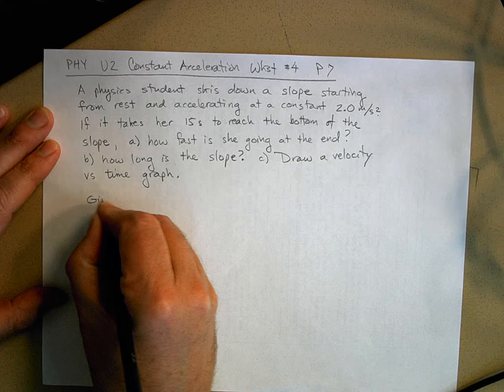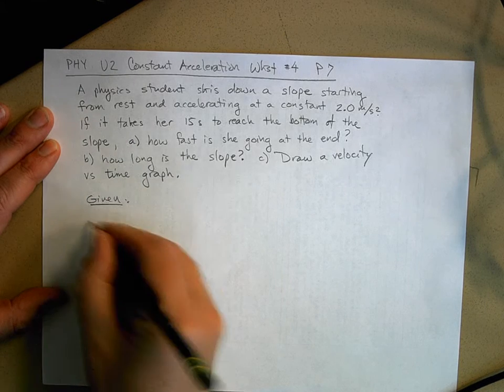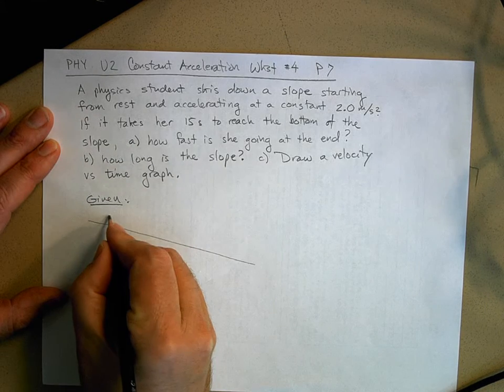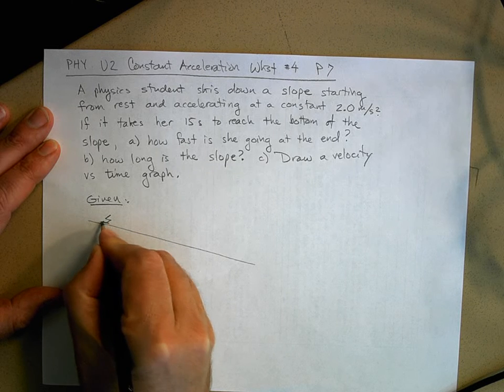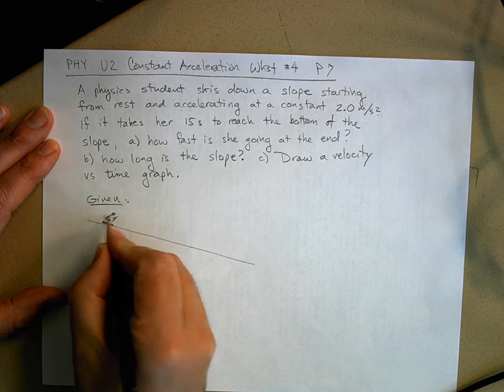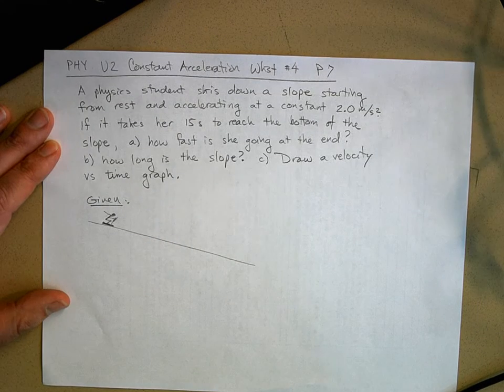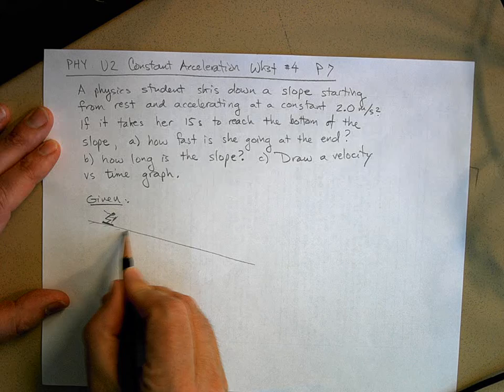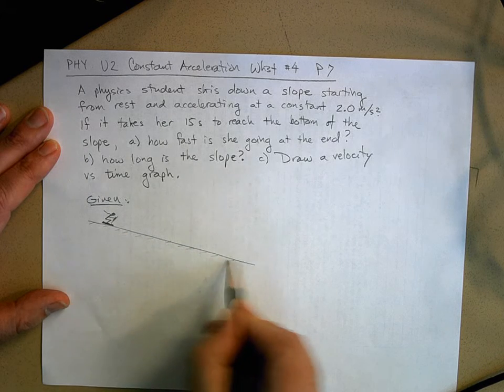So given. So here's my slope. Here's my skier. It's got the poles going there. And then here's a scarf. Okay. Please do not draw a skier without a scarf.